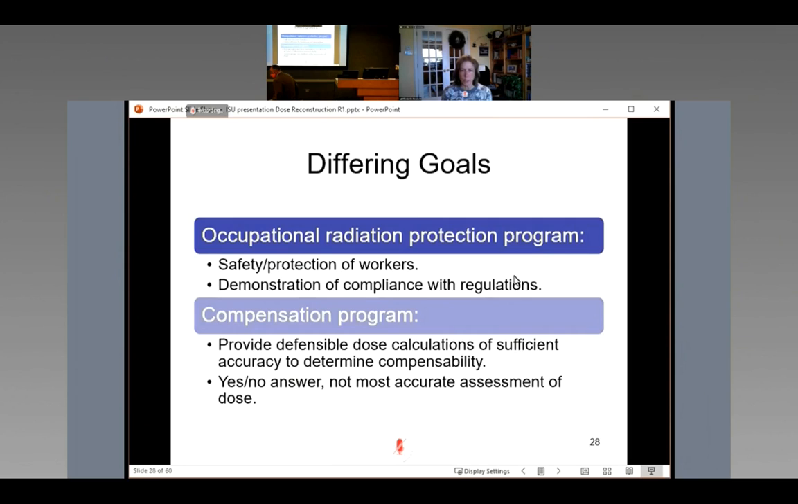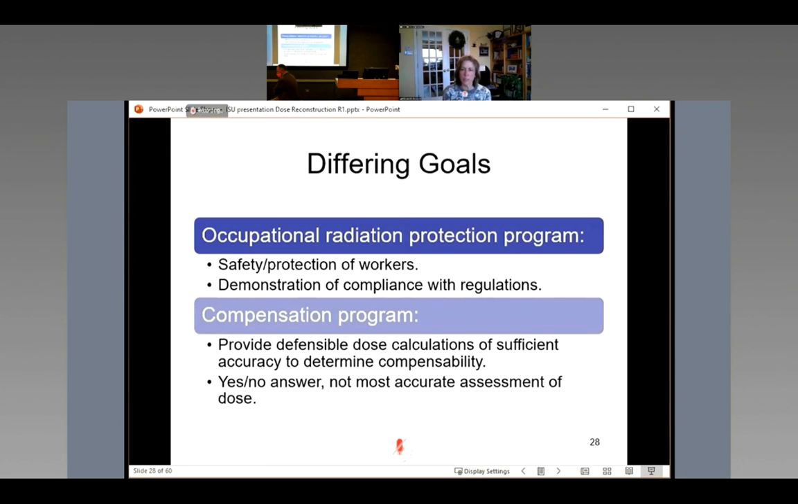The goals of an occupational radiation protection program are first and foremost the safety and protection of the workers and demonstration of compliance with the regulations. Well, that's already all done with by the time it gets to the compensation program. So what we need to do is provide defensible dose calculations that are of sufficient accuracy to determine the compensability. So we're looking for a yes or no answer, not the most accurate dose assessment.